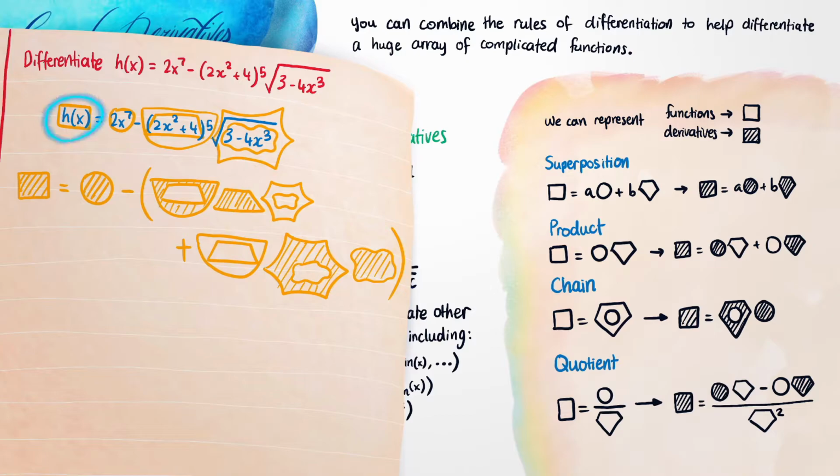Okay, so the derivative of h of x is just h dash x. Now we just want the derivative of this circle, so we just want the derivative of 2x to the 7, which is 14x to the 6.